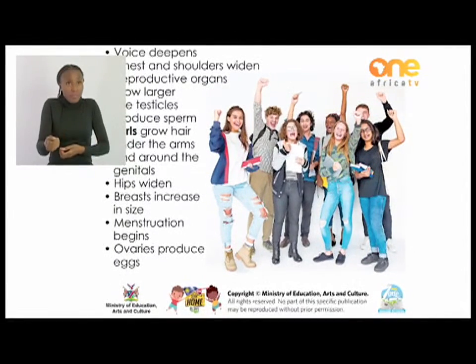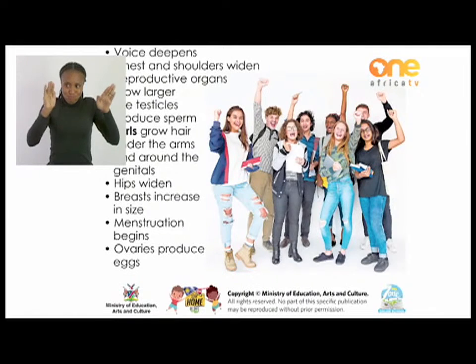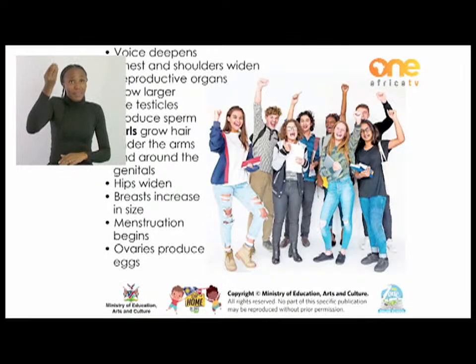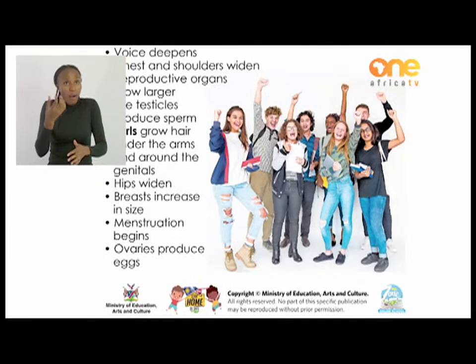The girls grow hair under the arms and around the genitals. It means under their armpit, they grow hair and also around their reproductive parts. Their hips, the side of the hips become wider, it moves out of the body. They start with the menstrual periods, or the menstruation begins. They are going to have their monthly period every month. And also their ovaries, which you can't see. You will learn more about that at the later stage. The ovaries start to produce eggs. Those are the characteristics of adolescents or teenagers.